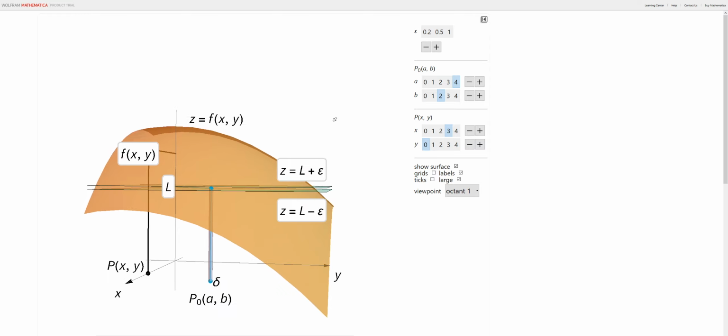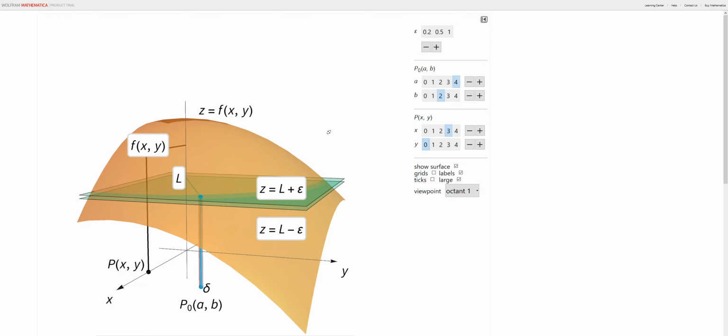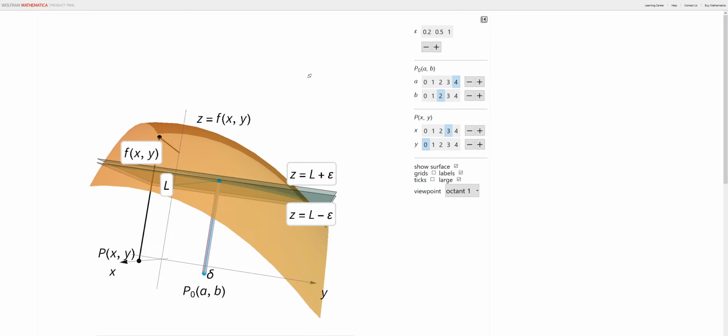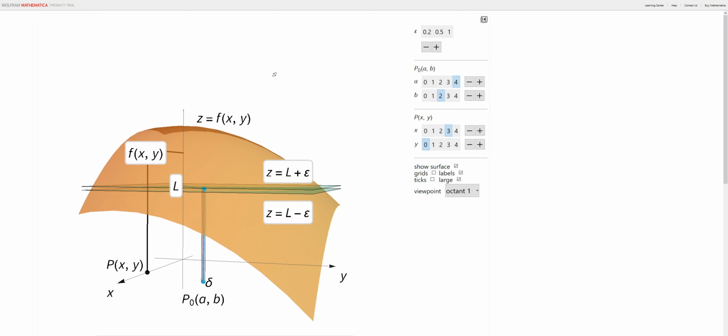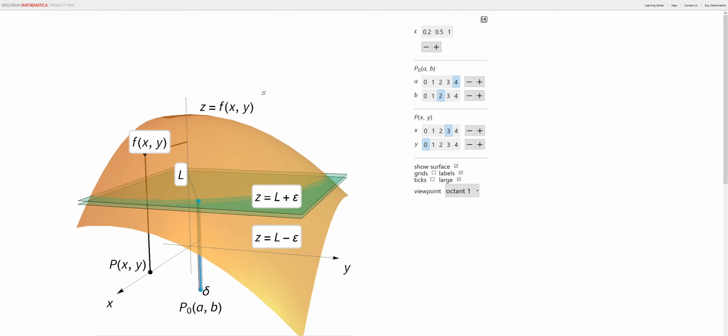And that's why this is the definition, because I can kind of sandwich that point. That's the idea: I can keep getting closer and closer to P naught in order to make f of x as close as I want to L. And that's what it means to be a limit for functions of two variables.